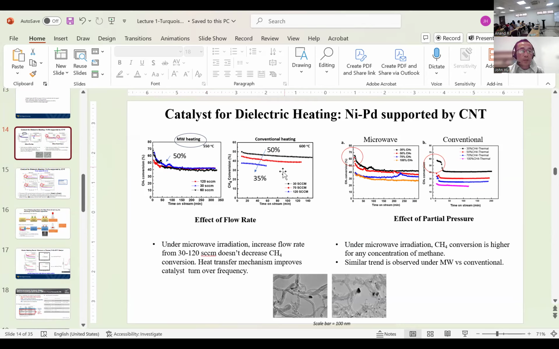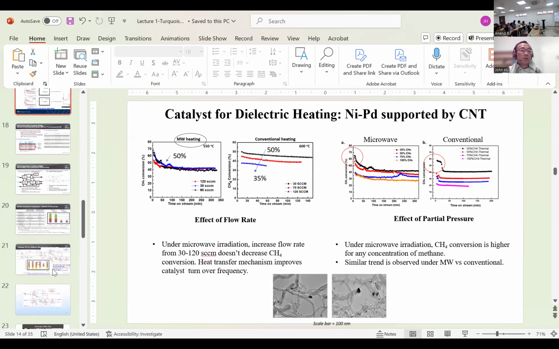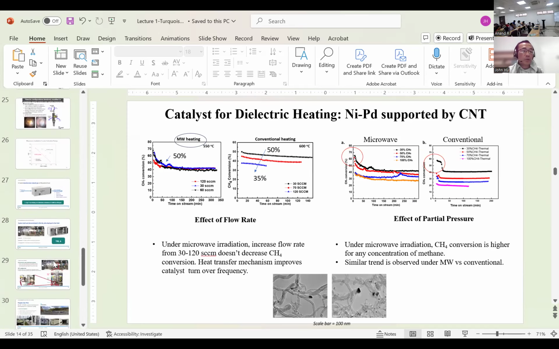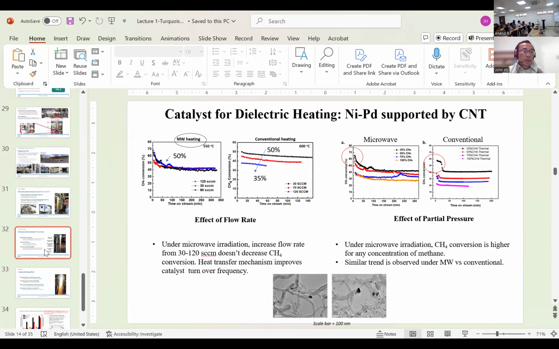However, if you use conventional heating, because your heat transfer rate is so slow, when you increase the flow rate from 30 SCCM to 120, your conversion decreases, moving away from the equilibrium curve. So this is all largely because of the high heat transfer rate.